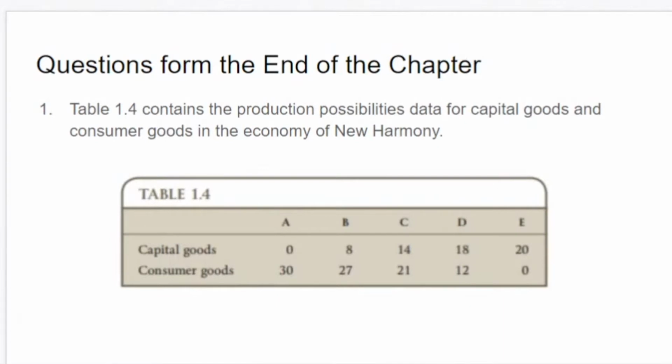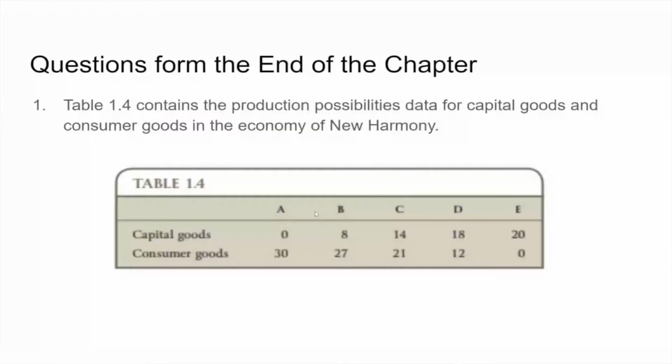So what we have here is a table. Let me bring that up. Capital goods, consumer goods, and various combinations represented by A through E. Here are various combinations of potential amounts of capital goods and consumer goods that the economy can make. Because the economy has limited capacity, we have to make choices. So what we're getting at here are the various choices of product levels that we can produce.